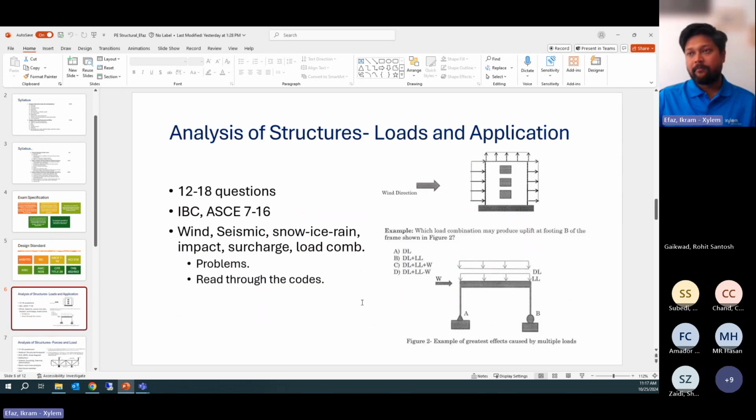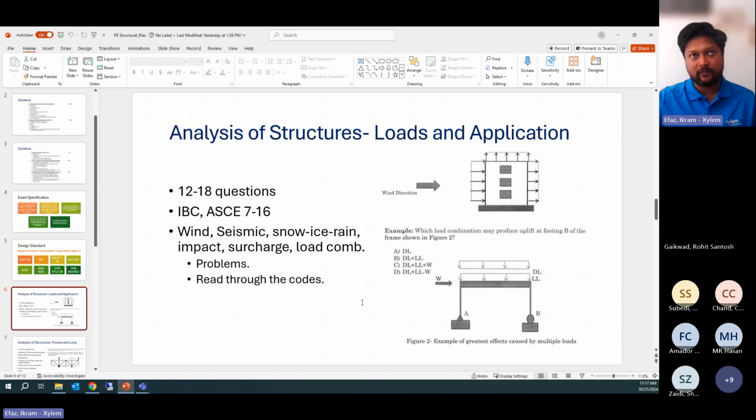Now, let's go topic by topic. The first topic is the analysis of structure and load. Around 12 to 18 questions will come from this. And for these questions, you have to know IBC and ASCE 7-16. There is another very important thing. A lot of conceptual questions will come, not only mathematical problems.